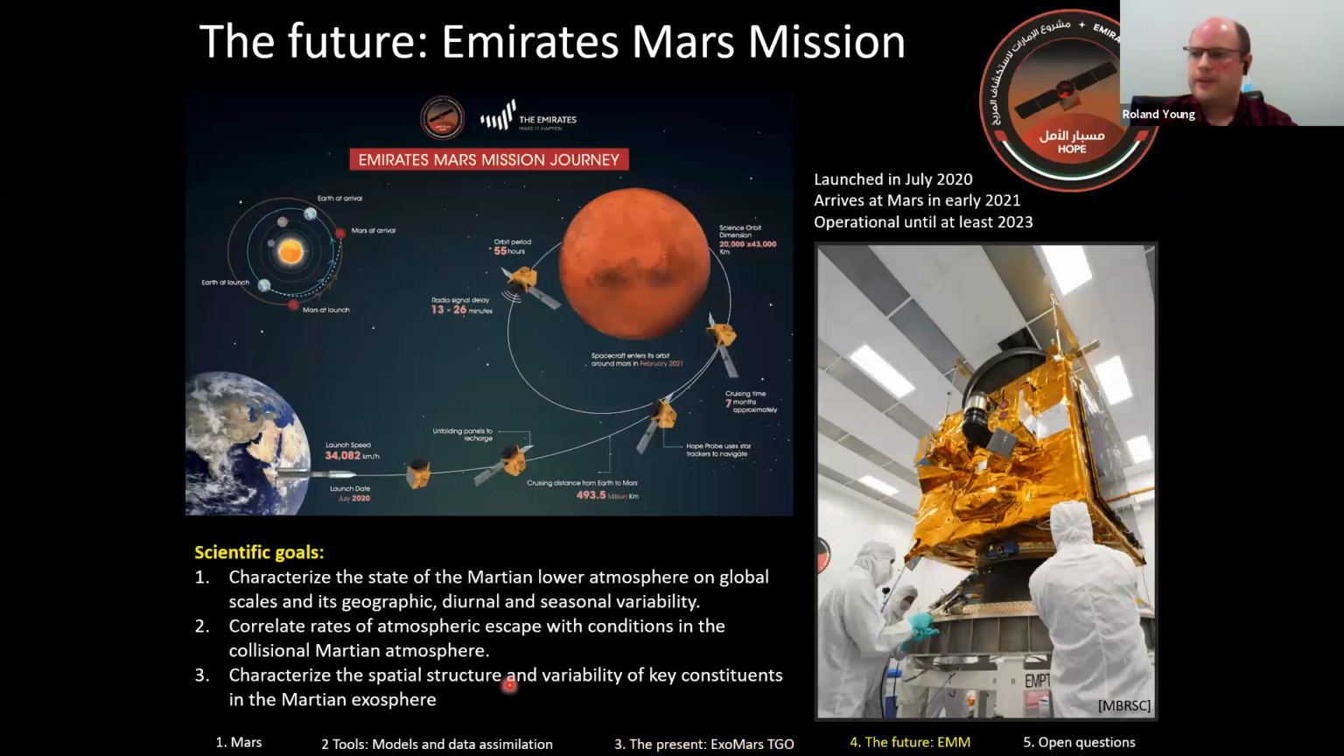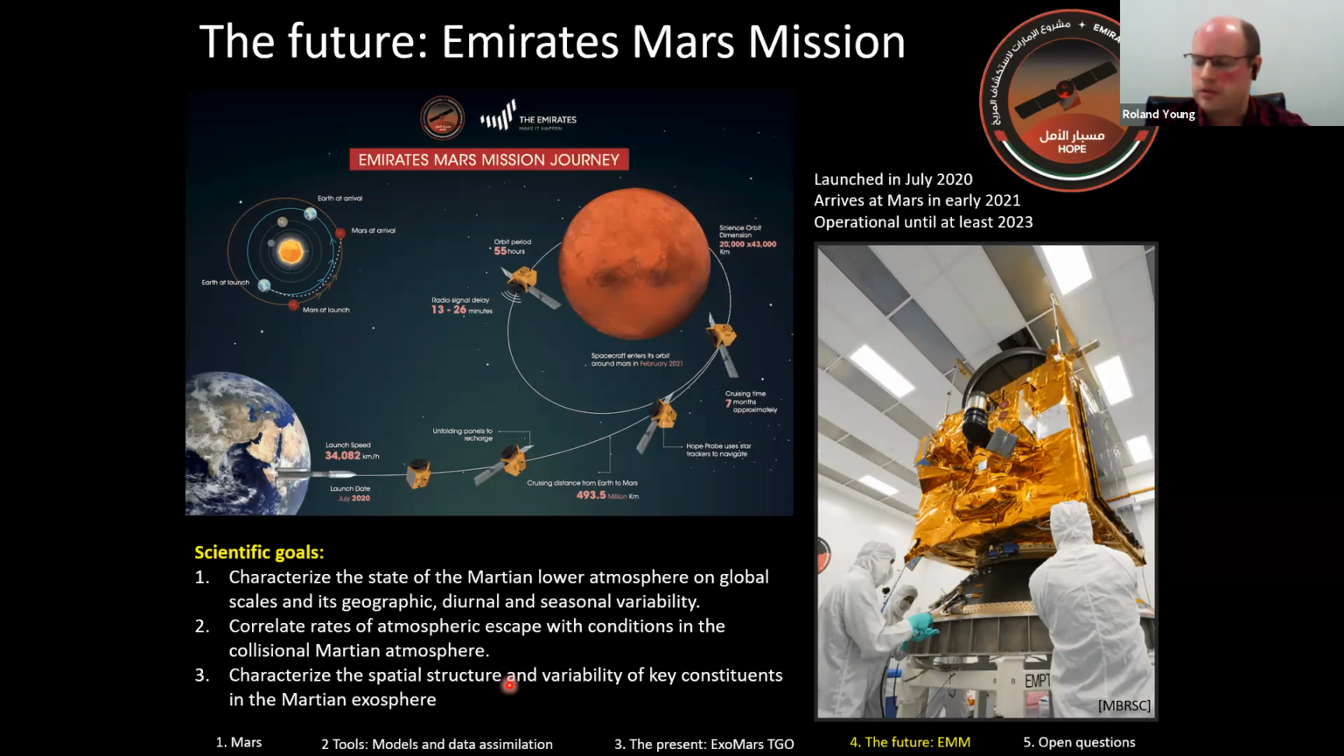So the future, in early 2021, the Emirates Mars Mission HOPE will arrive in Martian orbit. This launched in July 2020. I hope you all watched the launch. Very late, as I recall, at night, but it's very exciting to see. And this spacecraft will be operational in Mars orbit for at least 1 year, and not 1 Martian year, so at least until 2023.